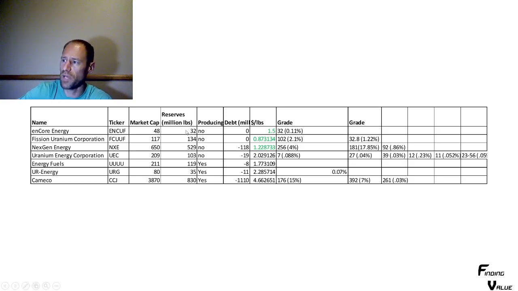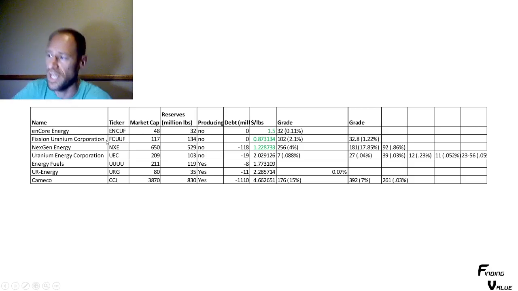They have 32 million pounds in reserves. They're not producing, zero debt. I like the zero debt. You're not paying a super high amount for their pounds in the ground. It's $1.50 per pound, but they do have somewhat lower grades. This is an ISR, and usually when they do ISRs in situ recovery, usually they're lower grades. So that's the first one there.